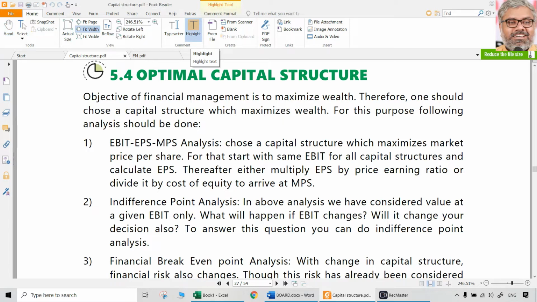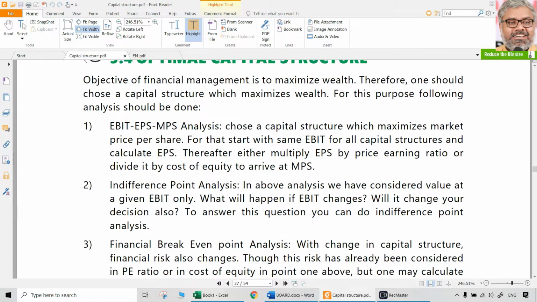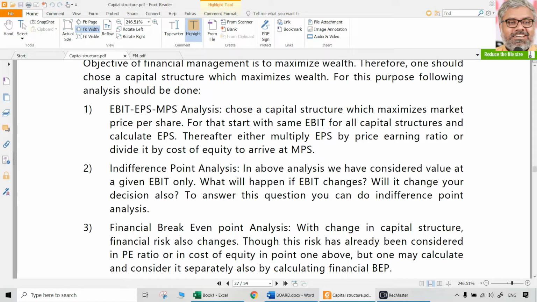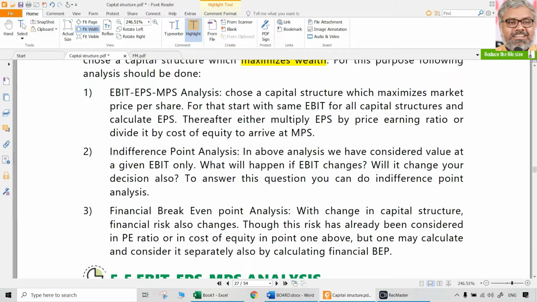So this analysis tries to lead to optimal capital structure, and ultimately, since the objective of financial management is to maximize the wealth, decisions related to capital structure should always be taken in such a way that they maximize the wealth of shareholders. For this purpose, we can do EBIT, EPS, MPS analysis. EBIT, earnings before interest and tax, and EPS, earnings per share, MPS, market price per share.